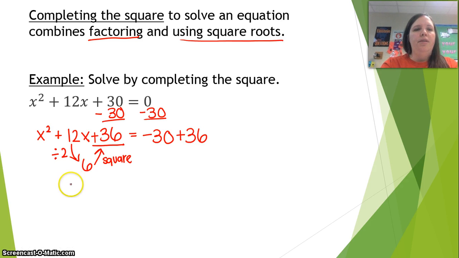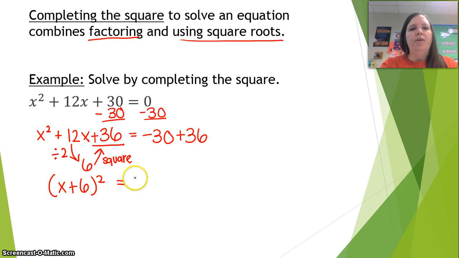Now I'm ready to factor. On the left side, x squared plus 12x plus 36 becomes x plus 6 times x plus 6. So that's x plus 6 squared. And on the right side, negative 30 plus 36 is positive 6. So now I have an equation.